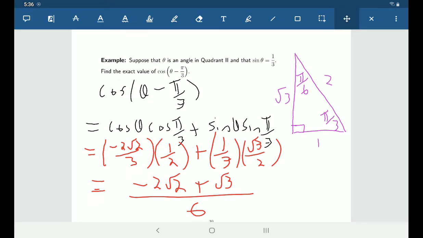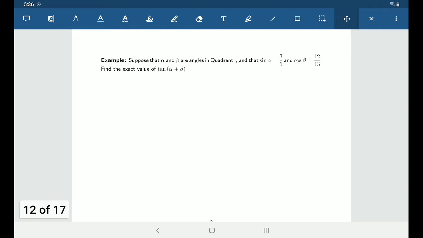All right, let's do another one. Here I've got two angles in quadrant 1, alpha and beta. So since we're talking quadrant 1, we know everybody is positive in this quadrant. Sine is, cosine is, tangent, and everybody else. We know the value for sine of alpha and cosine of beta, and so we can use those to find the values of cosine of alpha and sine of beta.